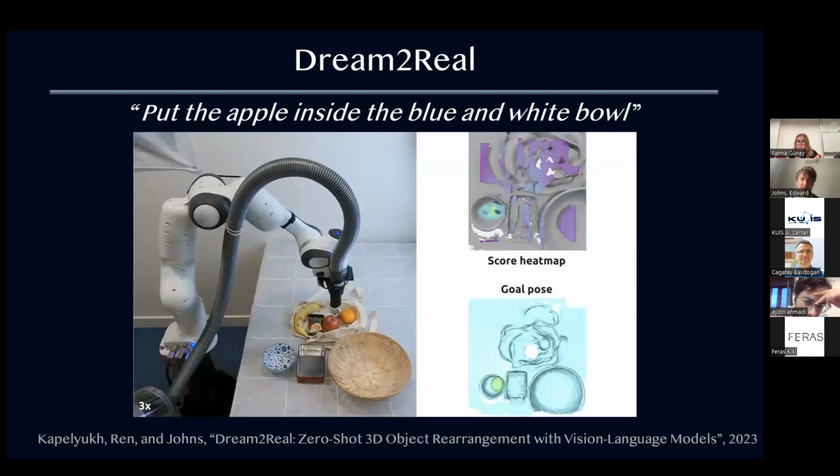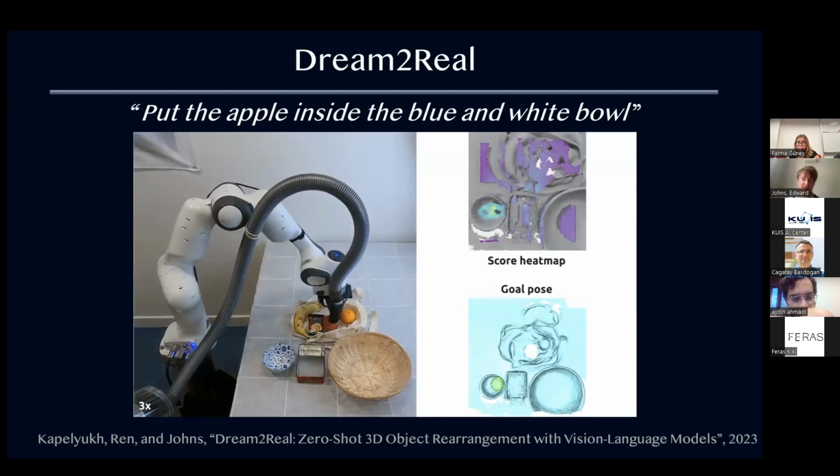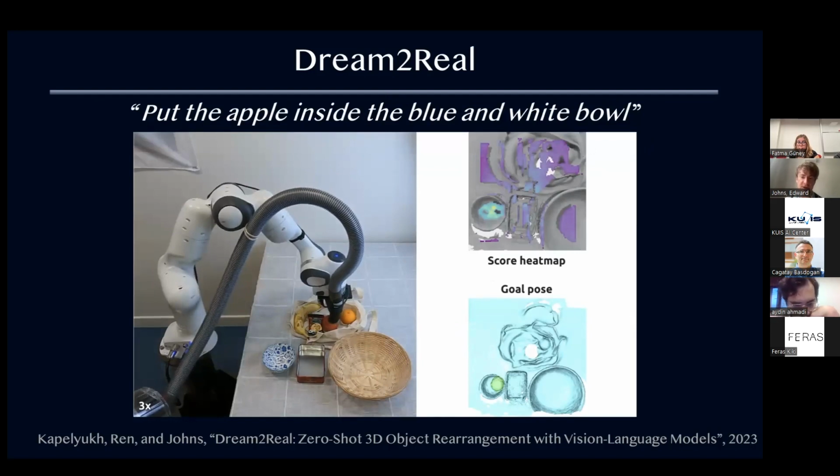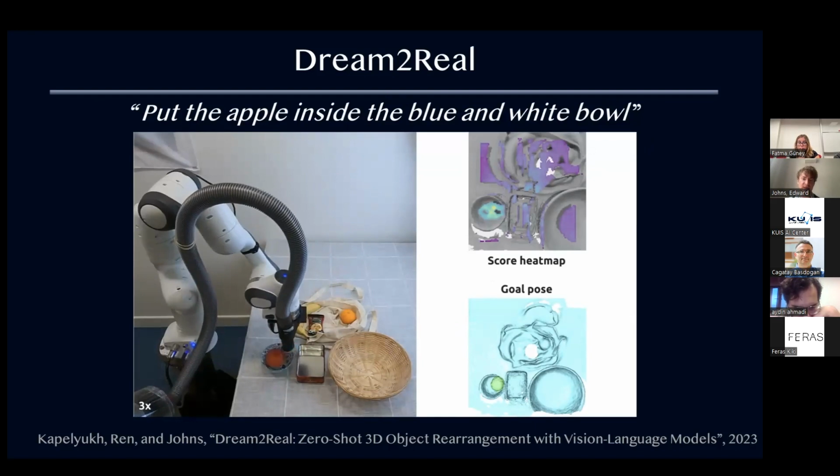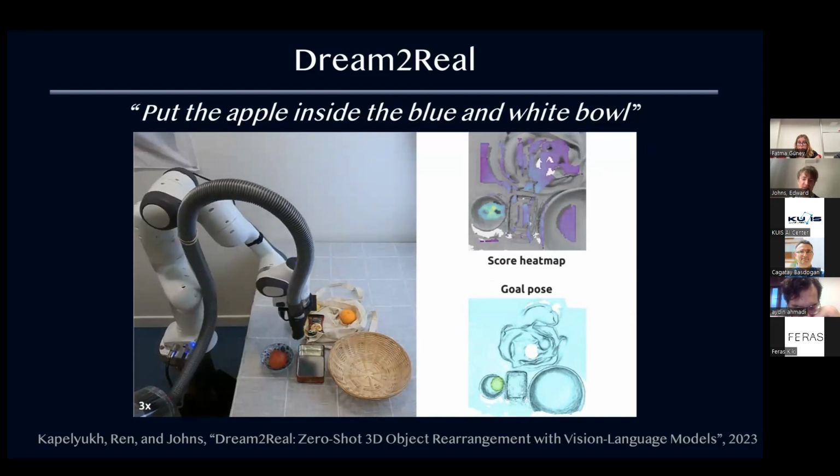Here's another example. Here the command is put the apple inside the blue and white bowl. Okay, so the robot is going to scan the scene and then imagine the apple in lots of different poses. And the score for all those different poses is again shown in the heat map in the top right. And then the robot finds the best pose according to the similarity between the rendered image and the text command.